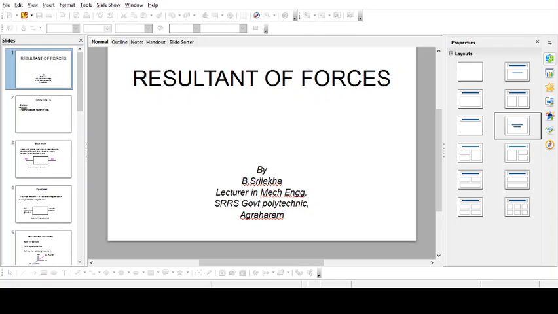Next, we have a few conditions for equilibrium. The body which is subjected to coplanar forces will be in equilibrium under the following conditions. First one, the algebraic sum of horizontal components of all the forces must be equal to 0. We have already discussed in the resolution of forces that a force can be split into two components, the horizontal component and the vertical component.